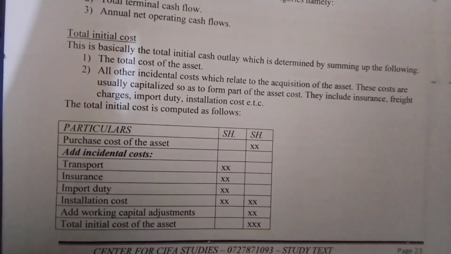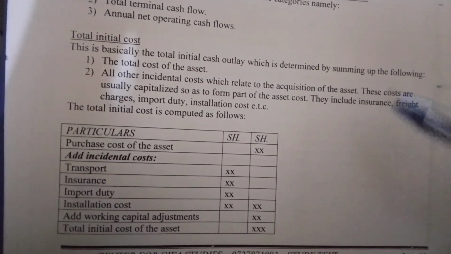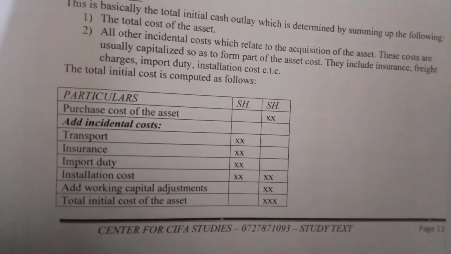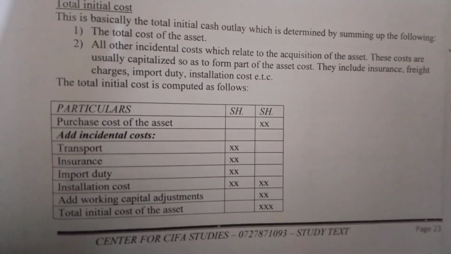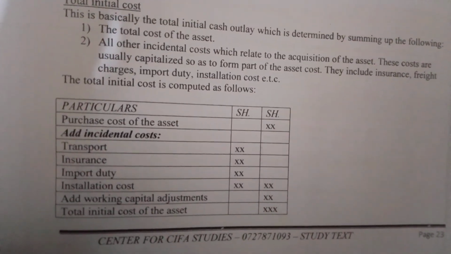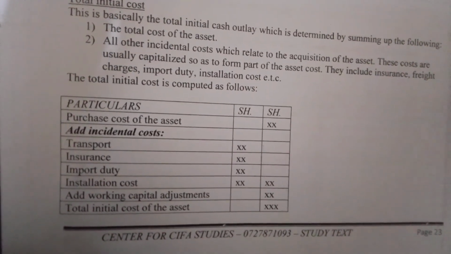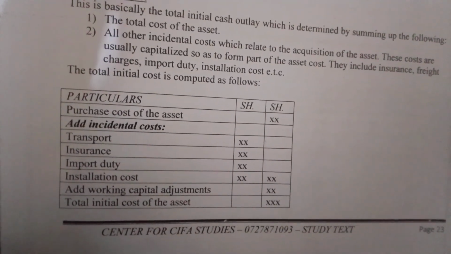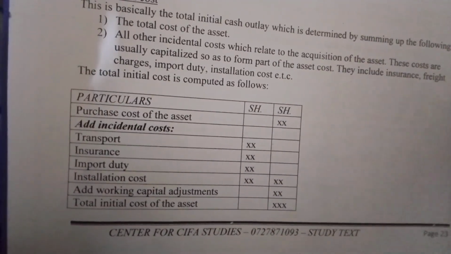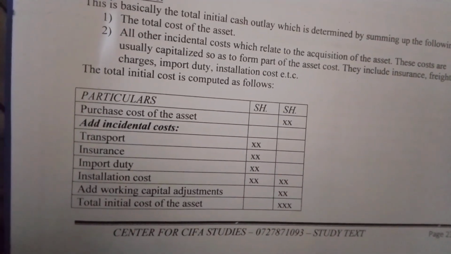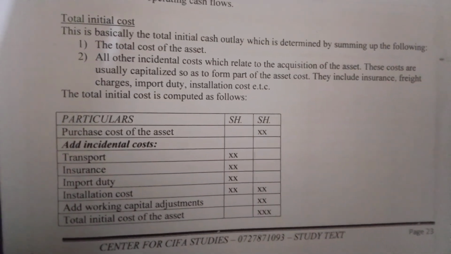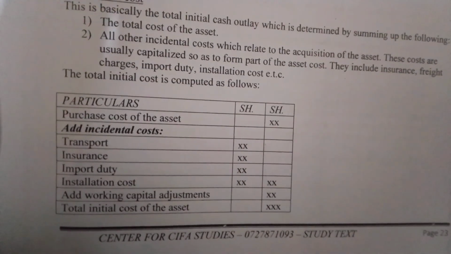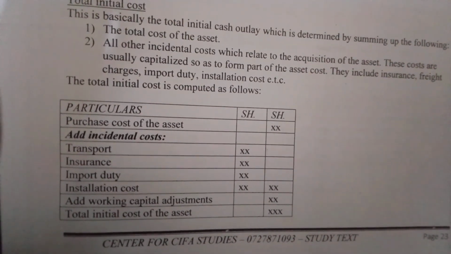Working capital means current assets and current liabilities. They are adjustments. If, for example, you purchase a new machine, such a new machine may result in an increase or decrease in the stock, increase or decrease in debtors, increase or decrease in creditors. Whatever effect that the acquisition of that asset may have on your working capital items, then you have to do that adjustment.